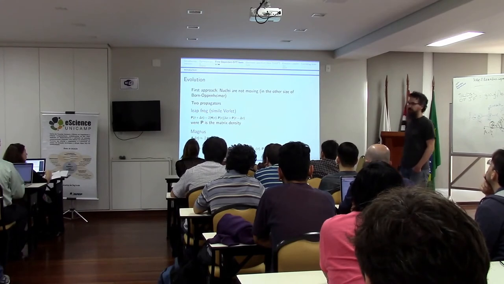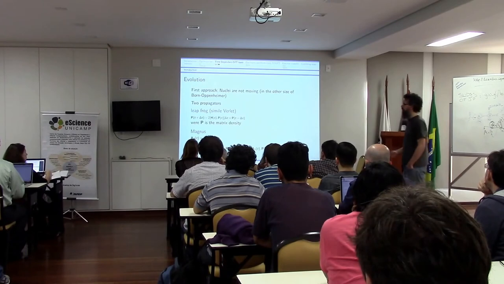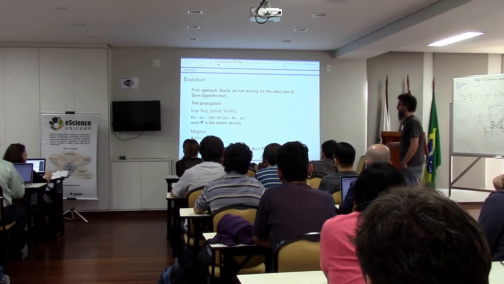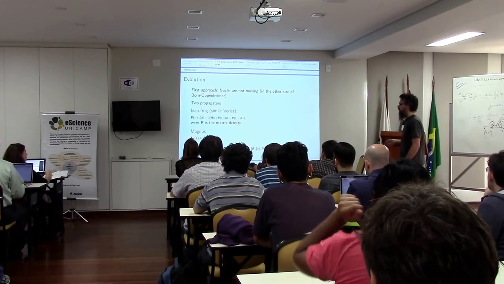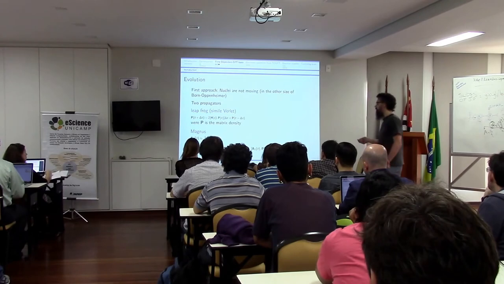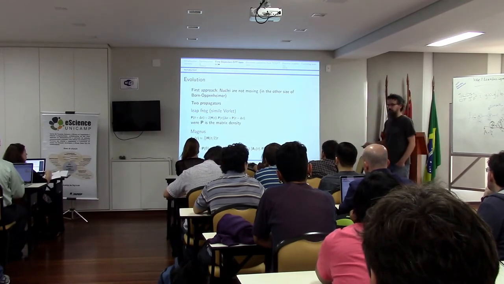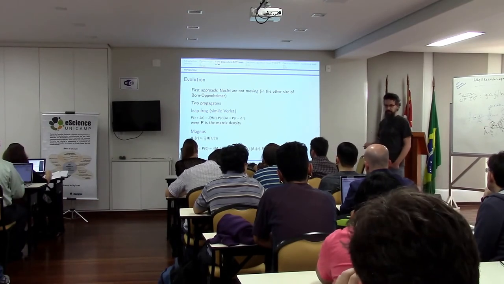It's like a Verlet, but for the electrons, and there is another one. Doesn't matter a lot. But this propagator allows us to get a bigger time step. The time step here is two orders of magnitude lower than the time step that we use for molecular dynamics.